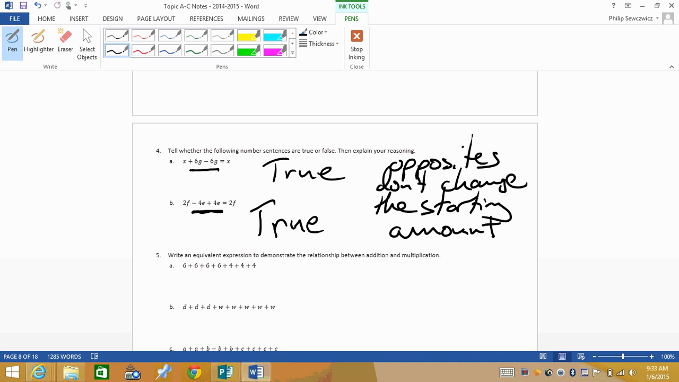5, write an equivalent expression to demonstrate the relationship between addition and multiplication. Okay, so this is the same stuff, but now all of a sudden we've just got a little bit more that's playing with it. So for example, the number 6 appears, and it appears 4 times.